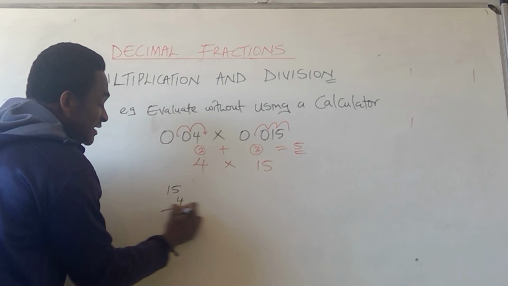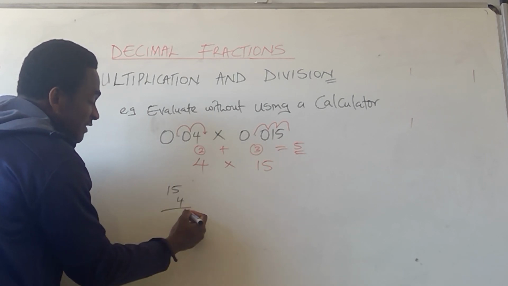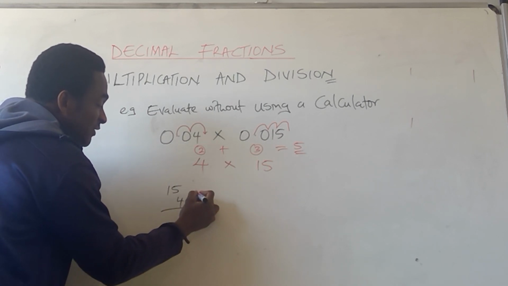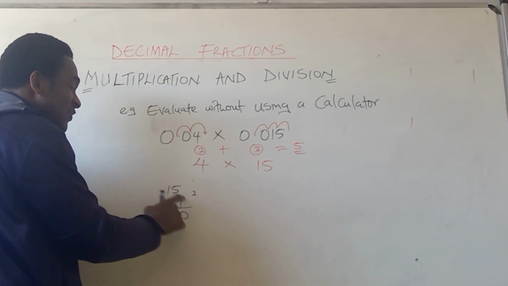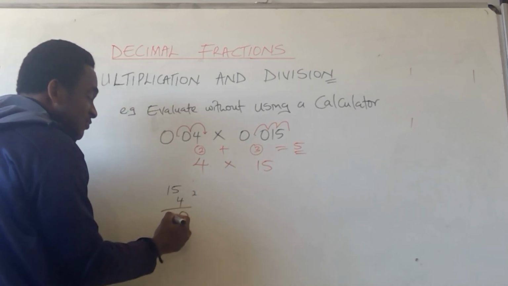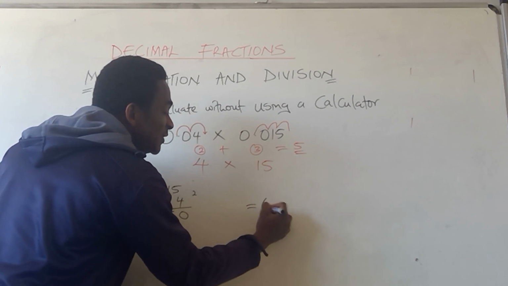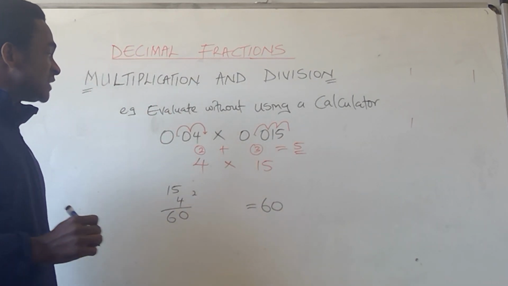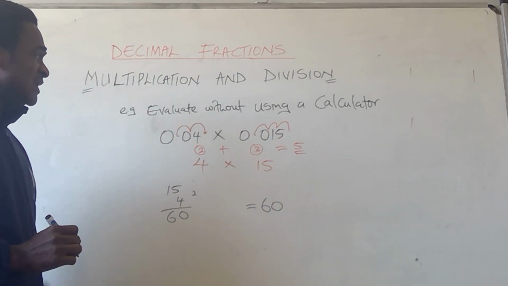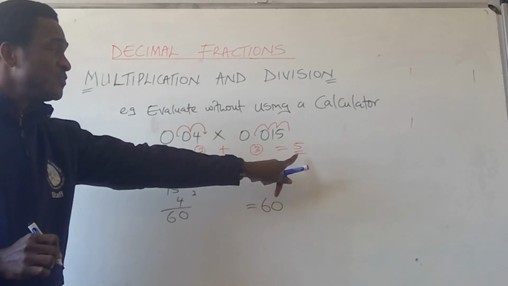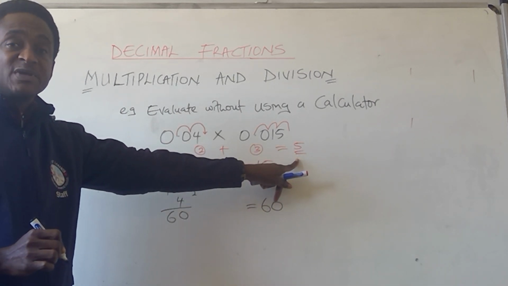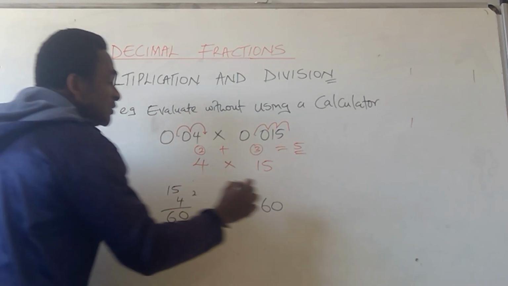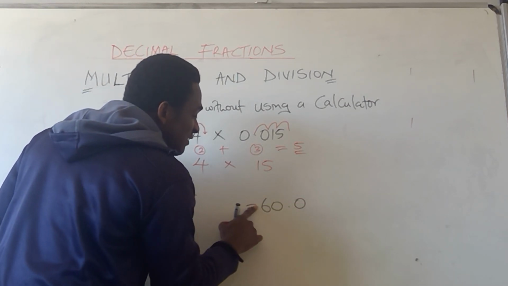We have 15 times 4, which will give us 4 times 5 is 20. Write 0, carry 2 over. 4 times 1 is 4 plus 2, 6. So our answer will be 60. The next thing we do is we need to place back the number of decimal places we took out. So 60 is the same thing as 60.0.